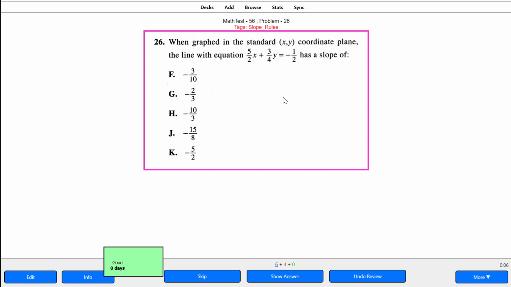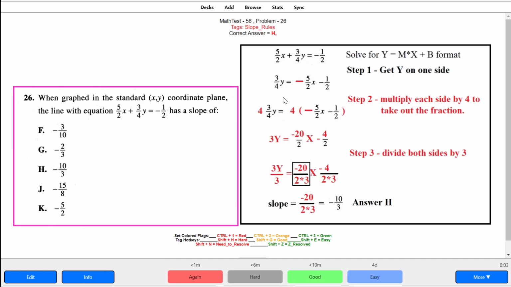Problem 26, they give us a standard line equation, but it's all in fractions, and they ask the slope of this line. So what we need to do is get it to the y equals mx plus b format, get rid of the fractions. Easiest way is multiply everything by 4, and then solve for y on one side by itself, and that's negative 20 divided by 6, which would be negative 10 divided by 3.